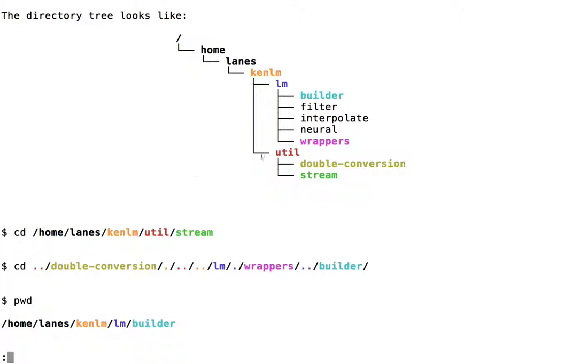And finally, builder is a subdirectory of lm. And so, dot dot slash double conversion slash dot slash dot dot slash dot dot slash lm slash dot slash wrappers slash dot dot slash builder refers to home, lanes, kenlm, lm, builder.